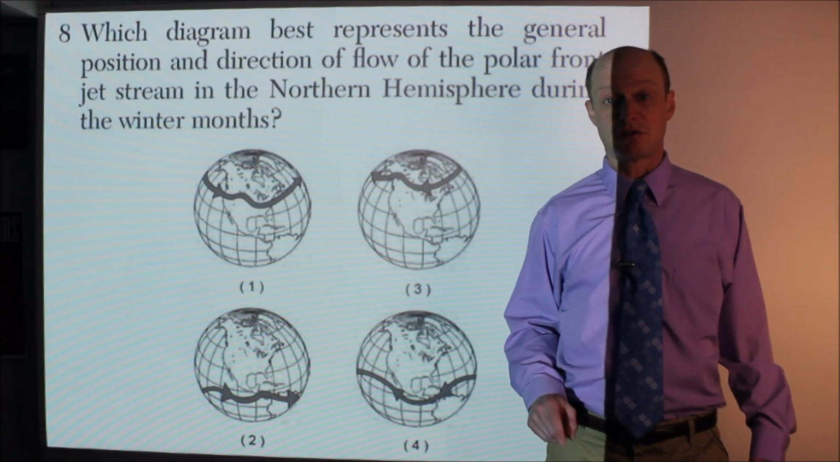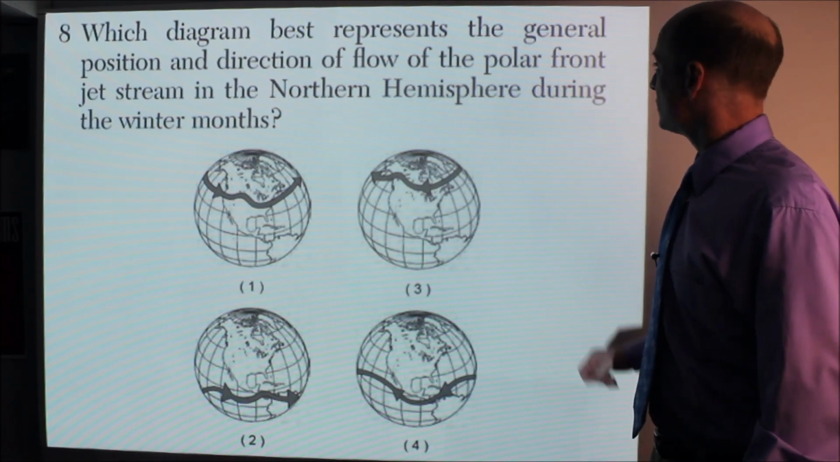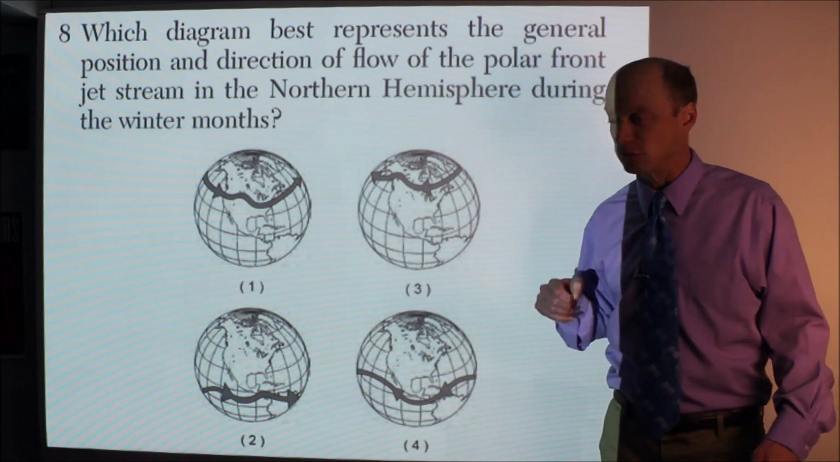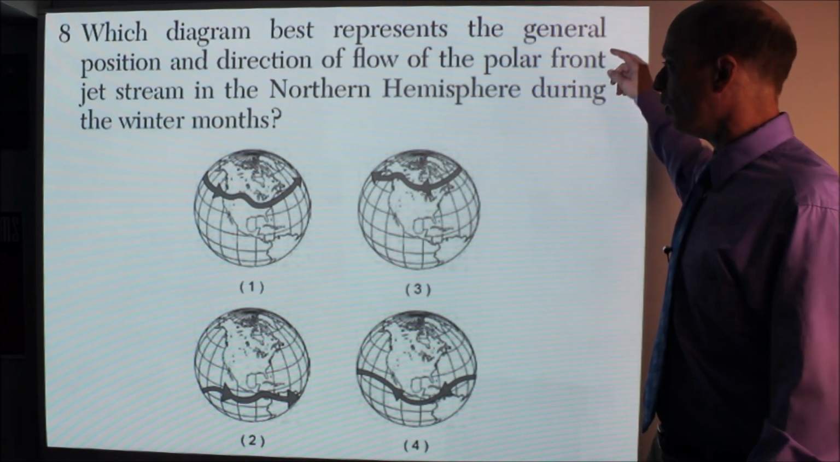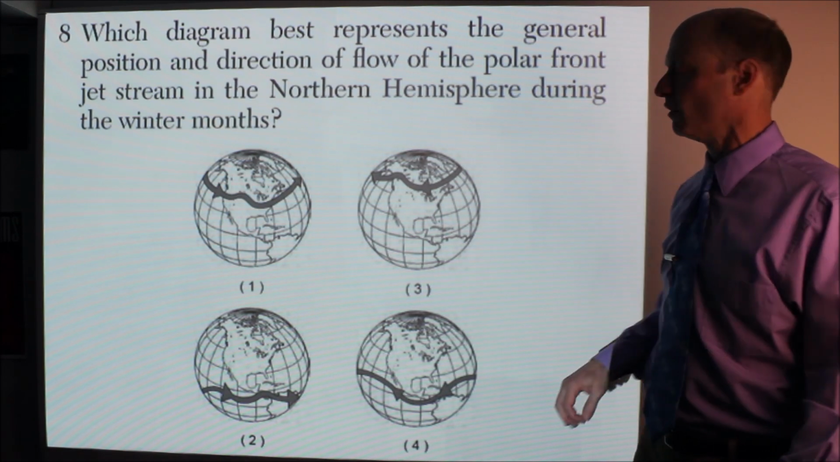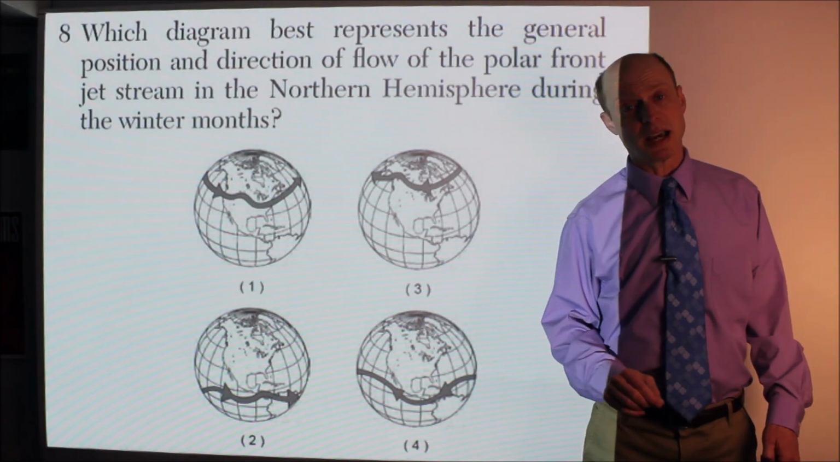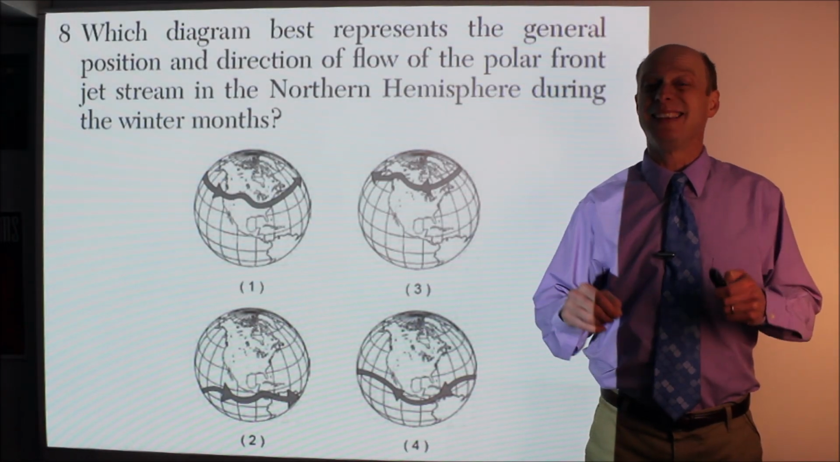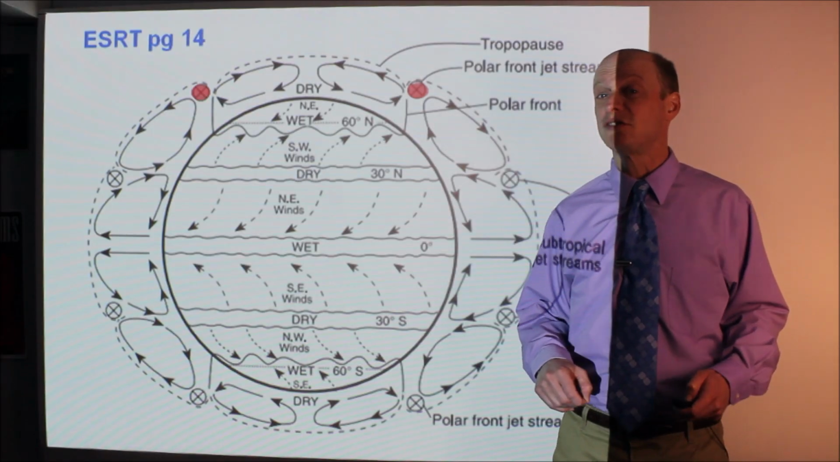Question 8, jet stream question. Which diagram best represents the general position and direction of flow of the polar front jet stream in the northern hemisphere during the winter months? Okay, this is kind of tricky. There is reference to the jet stream on the reference table.